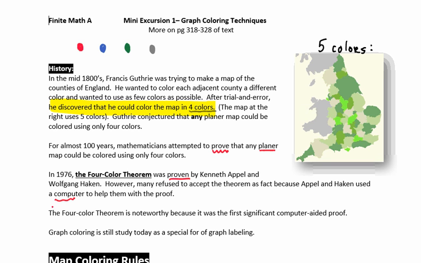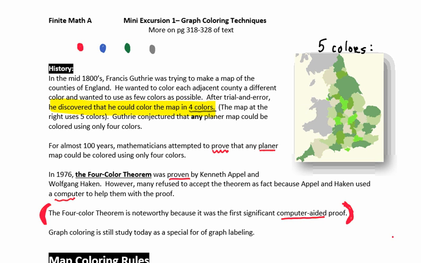Now, many people refuse to accept this theorem as a fact, though, because they used a computer to help them. So the reason why we're interested in this today is for a couple of reasons. The first thing is that this was the first time where a mathematical theorem was proven using a computer-aided proof. Or in other words, because the mathematics was too difficult to do by hand, they had to use a computer to help them go through the iterations and go through the proof of this.